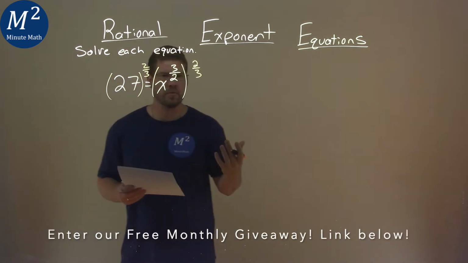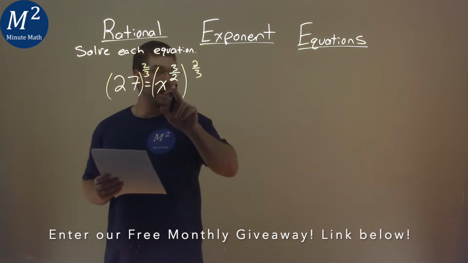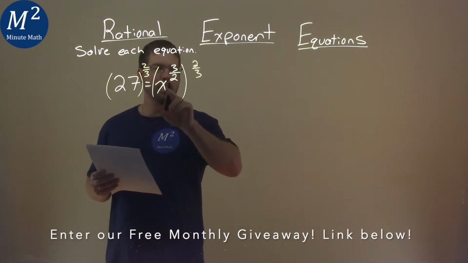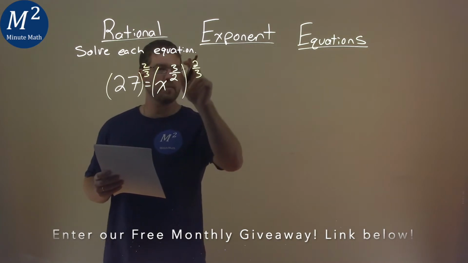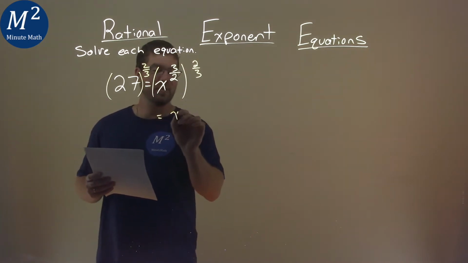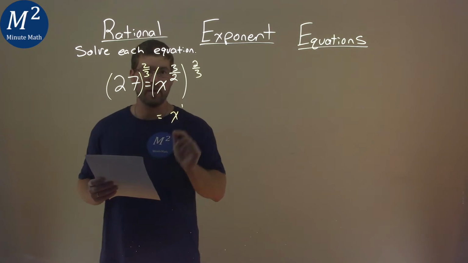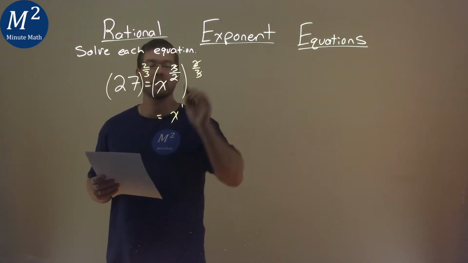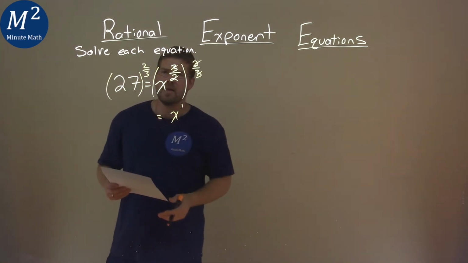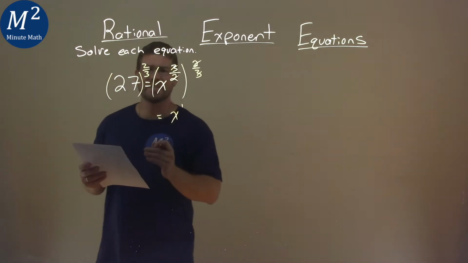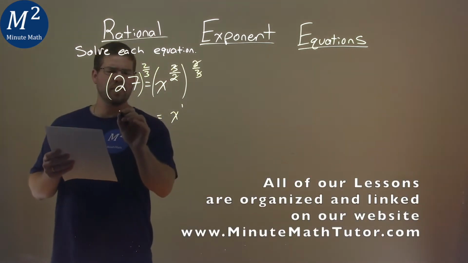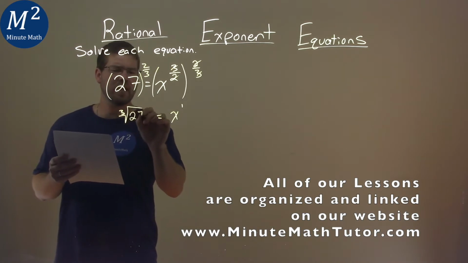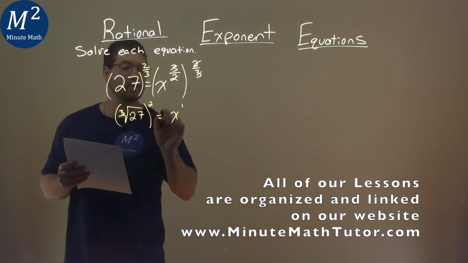So what does that do? Well, we know our rules of exponents state that when we have something raised to another exponent, we multiply the exponents, and 3/2 times 2/3 is just x to the first power, right? Cancel, cancel, cancel, cancel. On the left side here, we have 27 to the 2/3 power. What is that? Well, that's the third root of 27, all squared.